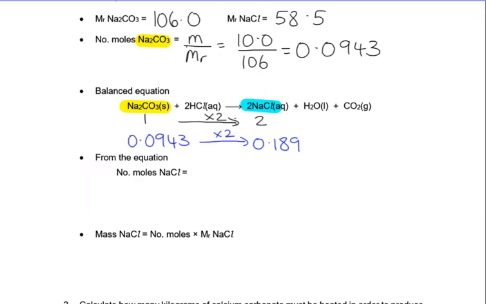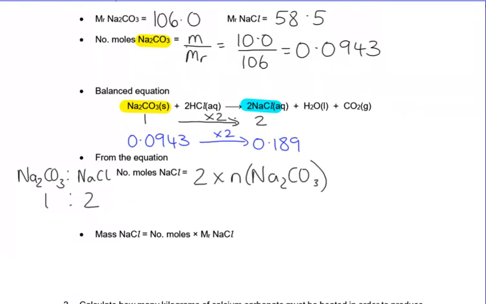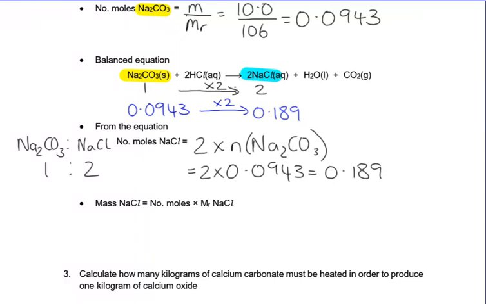So from the balanced equation, the ratio between sodium carbonate and sodium chloride is 1 to 2. So I have to take my number of moles of sodium carbonate and double it. That's what we just did above under the equation. So 2 times 0.0943, 0.189. That's keeping it on your calculator, by the way. If you have retyped, you might get a slightly different number. And then mass is Mr times moles, and we worked out that the MR was 58.5. And we get 11 grams to 3 significant figures.